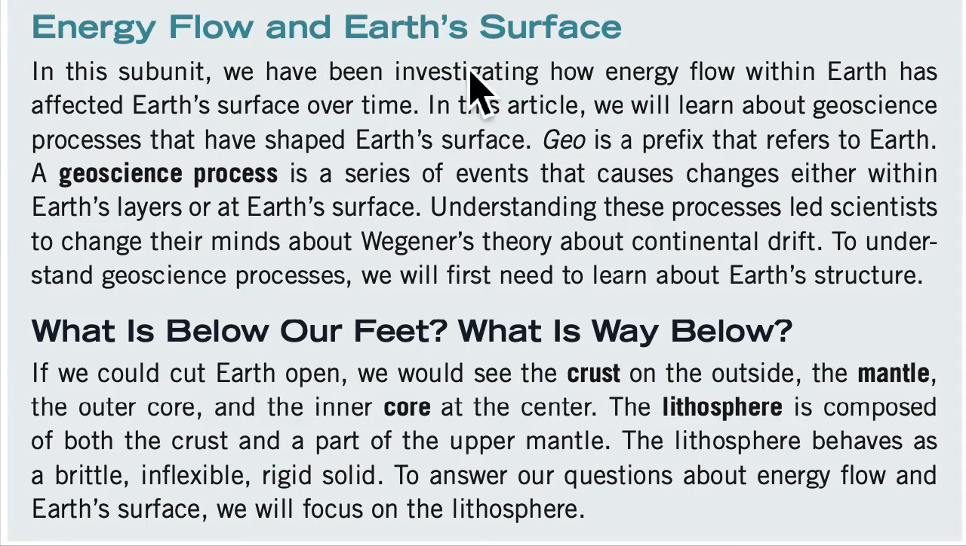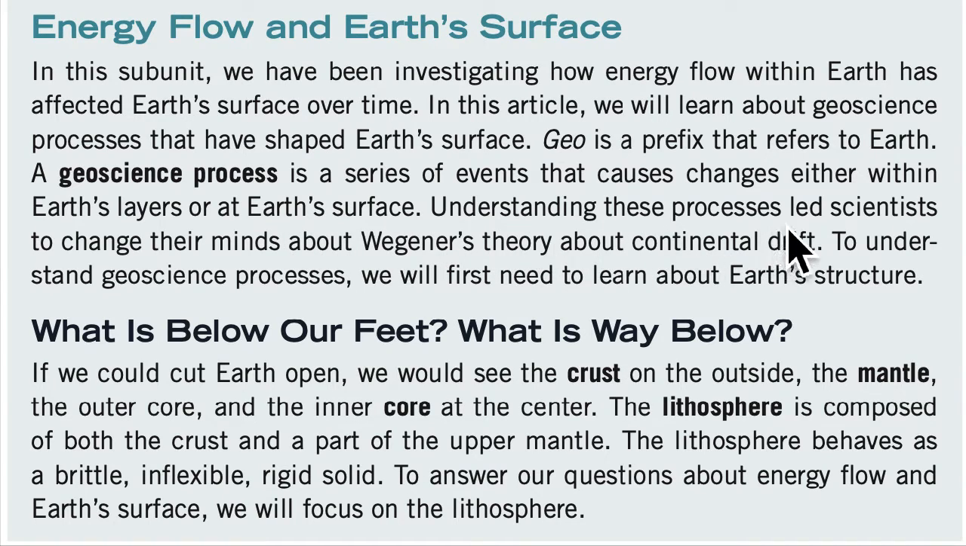Energy flow and the Earth's surface. In this subunit, we have been investigating how energy flow within Earth has affected Earth's surface over time. In this article, we will learn about geoscience processes that have shaped Earth's surface. Geo is a prefix that refers to Earth. A geoscience process is a series of events that causes changes either within Earth's layers or at Earth's surface.